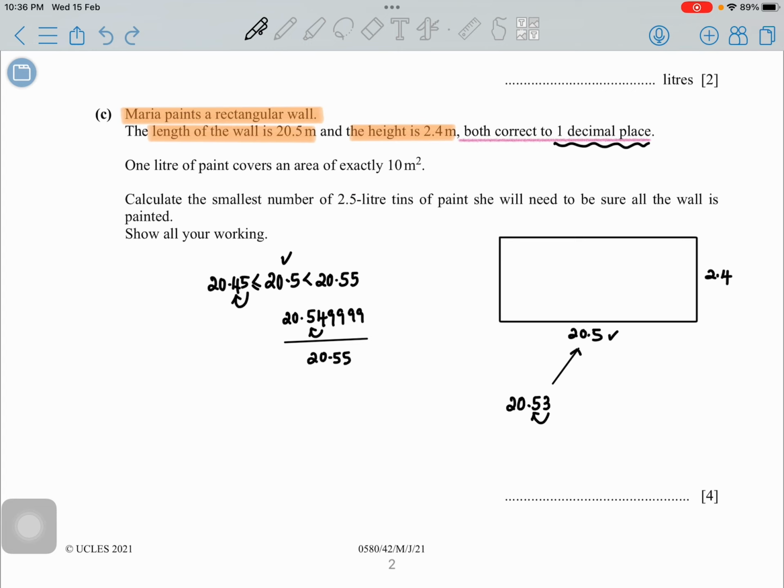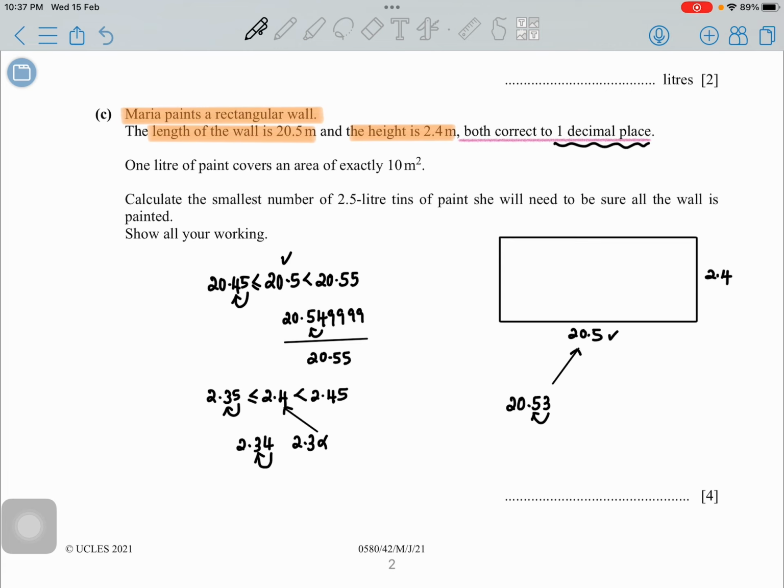Similarly, for 2.4, what will you write? You're going to do 2.35. Try. If I round this off, I will still get 2.4 to one decimal place. Can you take 2.34? If you take this number and you round it to one decimal place, you are only getting 2.3, which is not the 2.4. So don't take it. And this side, we call it the upper bound, 2.45.